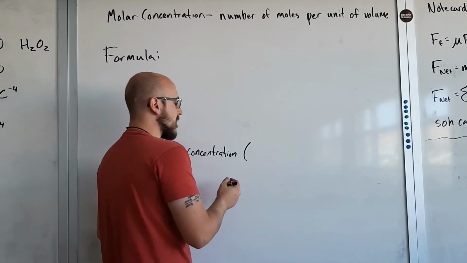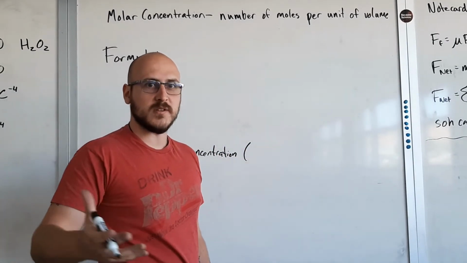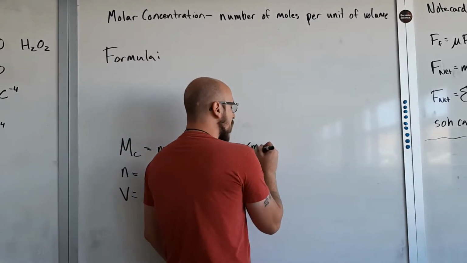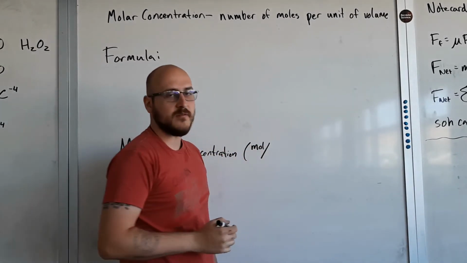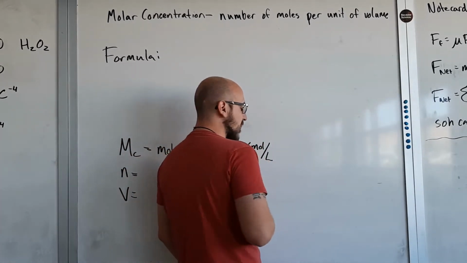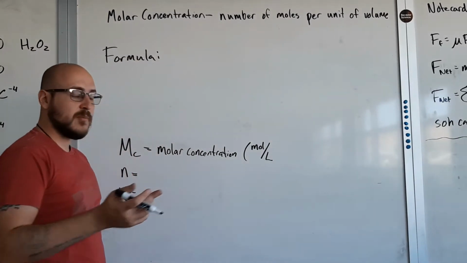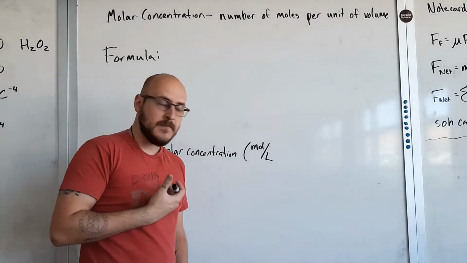So if we actually calculated a number and wanted to say what it's measured in, that would be moles per unit of volume. And usually when we're talking about volume in here, we're going to be talking about liters, moles per liter. Sometimes people are lazy. Sometimes that person is me.